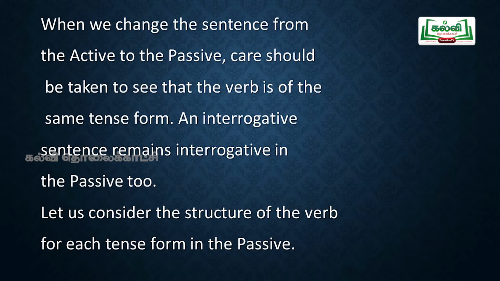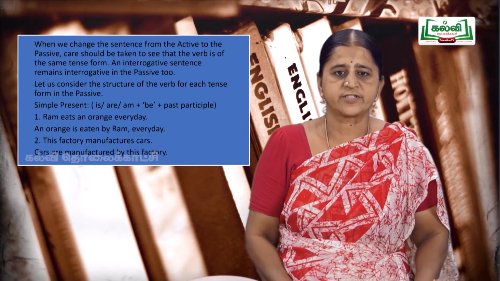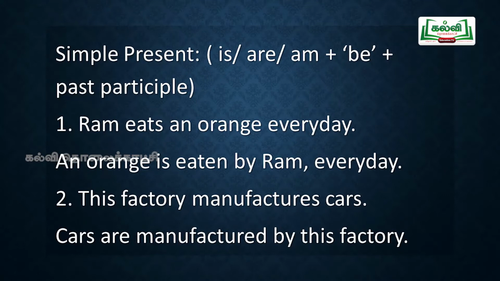Let us consider the structure of the verb for each tense form in the passive. Simple present is or are or am plus be plus past participle.